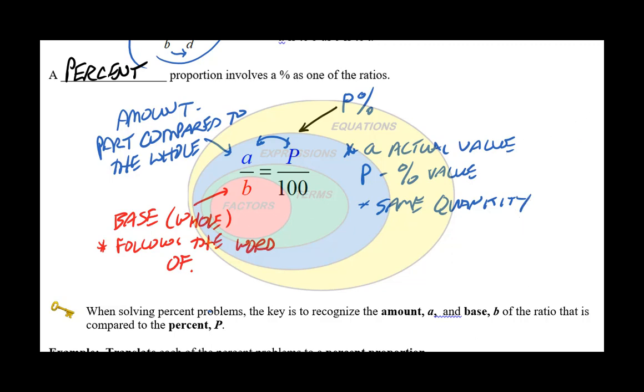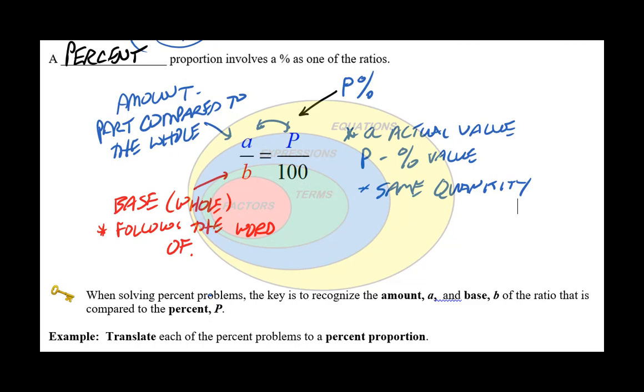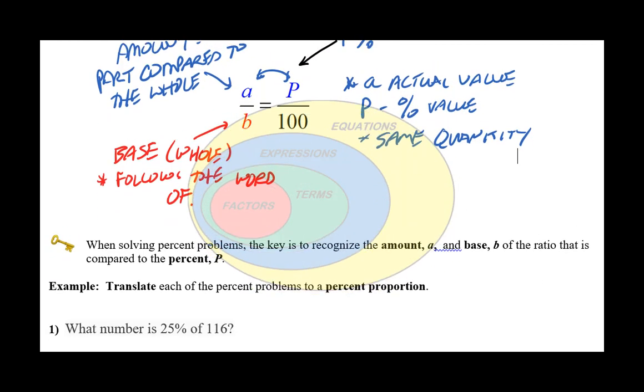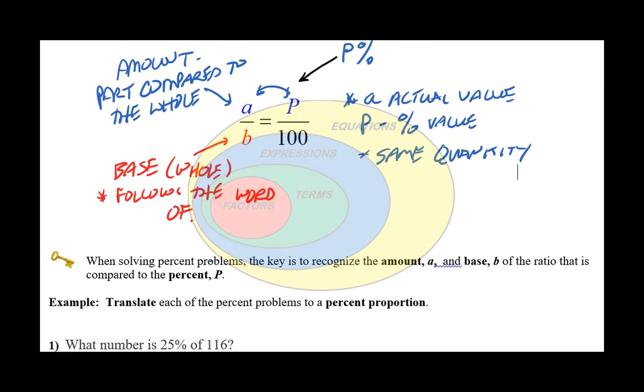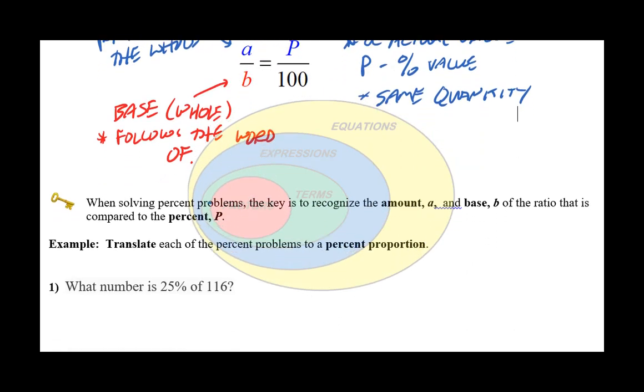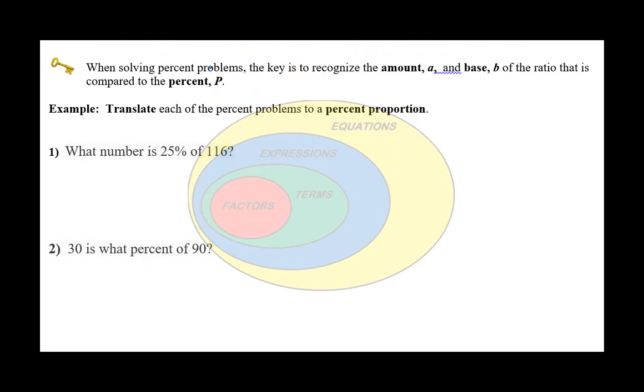So the first thing we're going to do to solve percent problems is be able to recognize the different components in the percent proportion. What's the amount, what's the base, what's the percent? For each of these, we're just going to translate, and I'll write this percent proportion down again. Our formula is a proportion where one of them is compared to 100. P is the percent, A is the amount, and B is called the base.